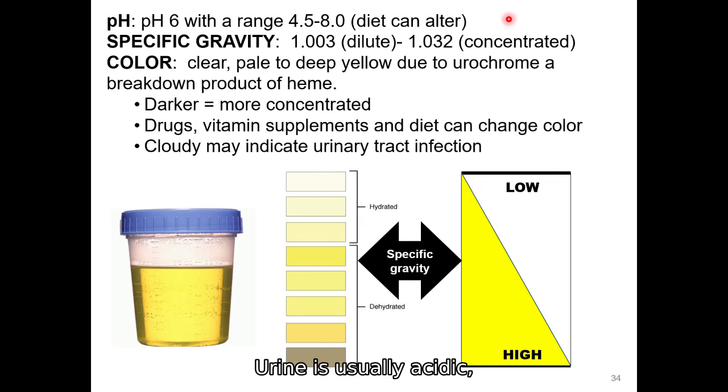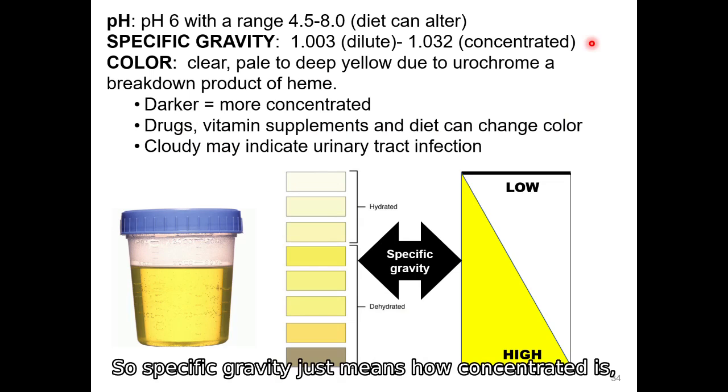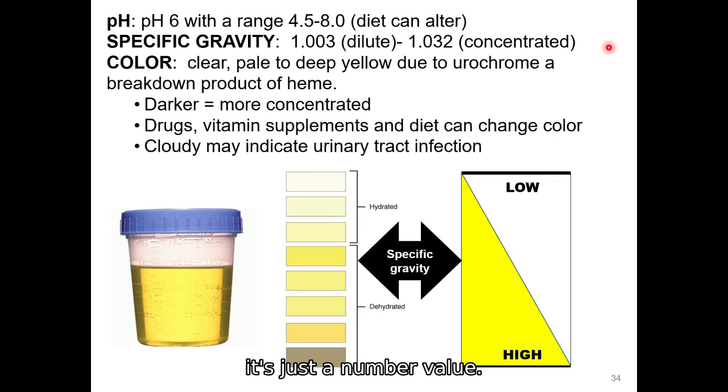Urine is usually acidic, so usually pH 6. We'll talk about specific gravity, which has to do with its concentration. I'm leaving this in here just as a reminder, because like I said, we'll be doing this in lab in just a minute. So specific gravity just means how concentrated it is. It's just a number value.